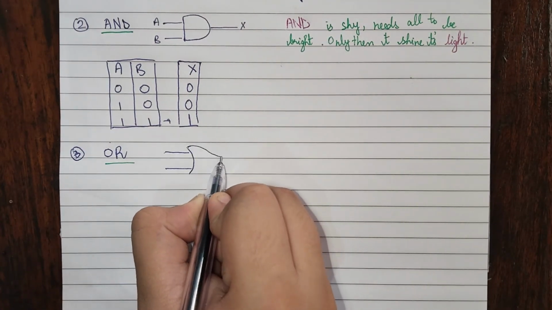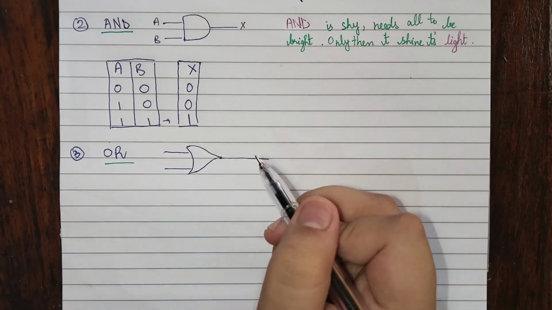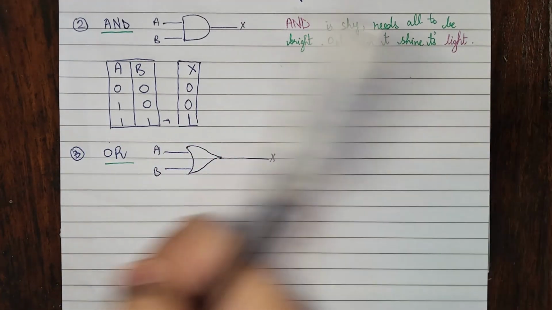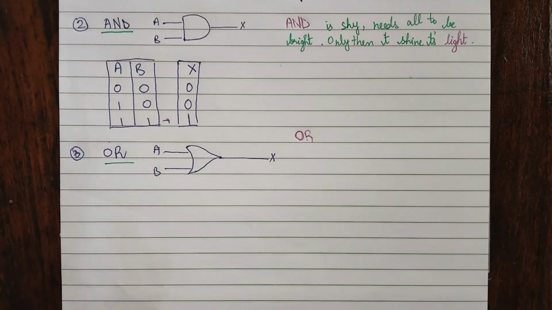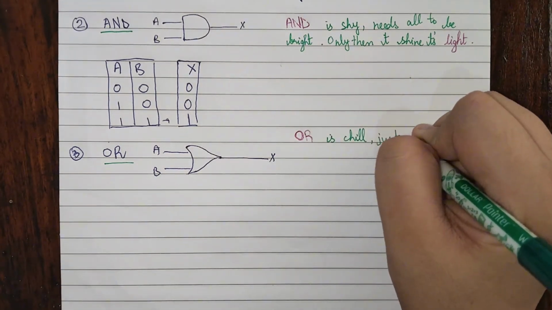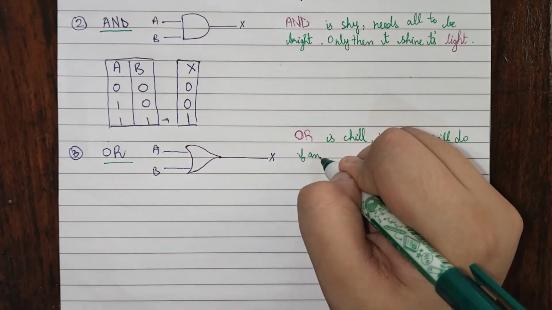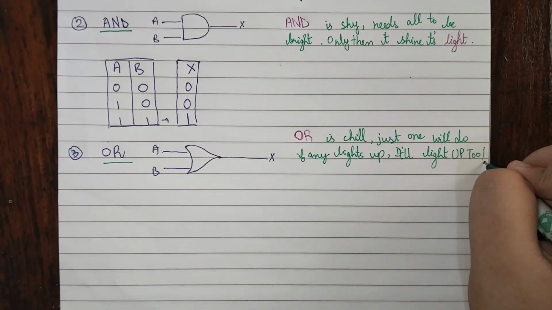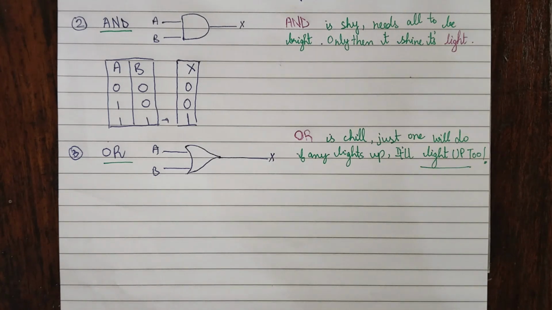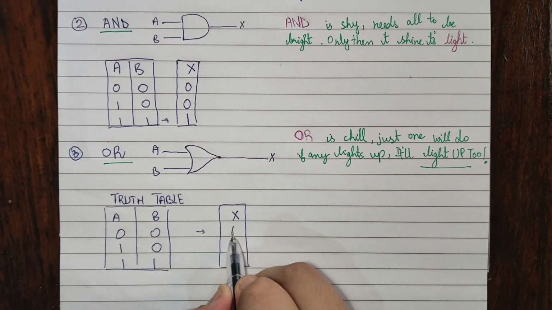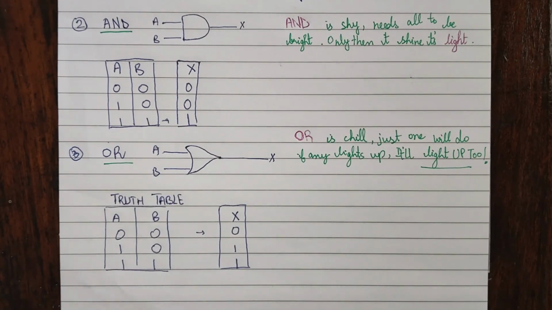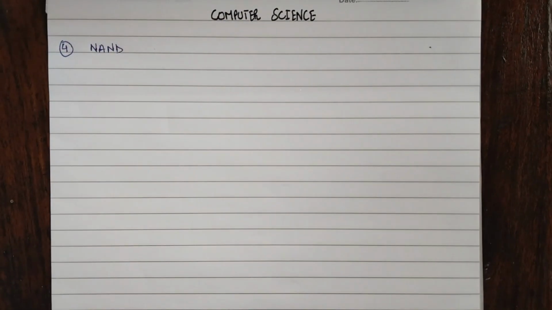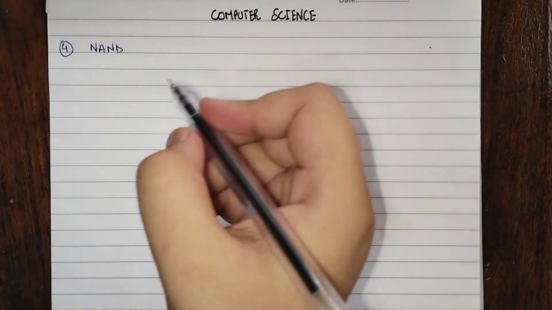Third gate is the OR gate. So OR gate also takes 2 inputs, that is A and B, and it outputs 1 output. You can see the symbol also. So OR is chill, just one will do. If any light up, it lights up too. So that means if both inputs are 0, it will only be 0 then. Otherwise, it will have 1 as output. That means if either is 1 from the 2 inputs, it will still light up. So the light up, keep in mind, that is the output 1.